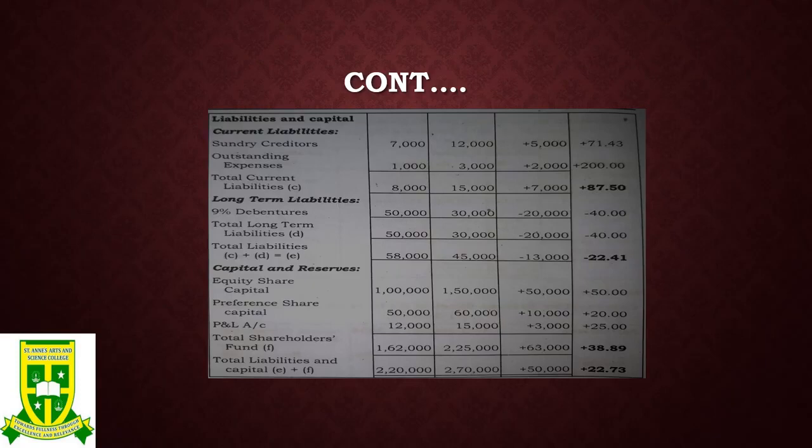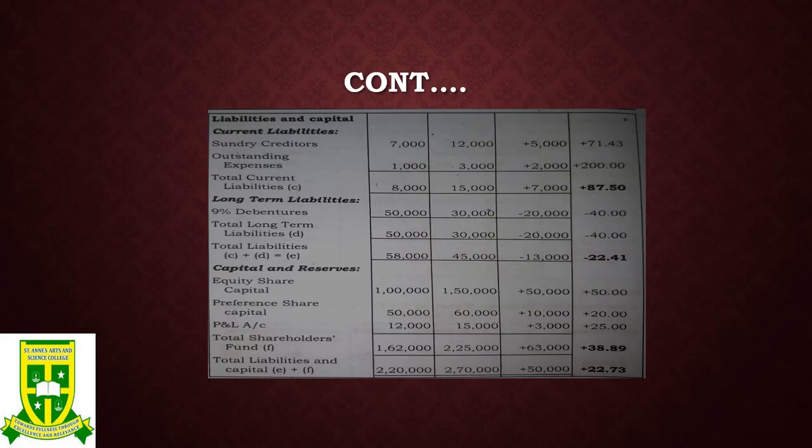And the second one is outstanding expenses. So sundry creditors, the first year value, that is in the year 2003, we have 7,000, and in the year 2004 we have 12,000. So it has been increased by 5,000. 5,000 divided by 7,000, you will be getting 71.43.